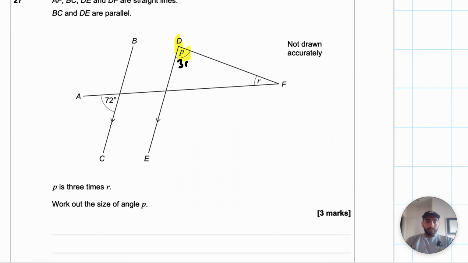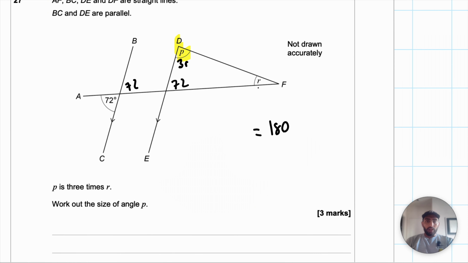What angles could we find first? I can see I've got this 72, so the angle vertically opposite to it is also going to be 72. And if I put my head on my left shoulder, I've got corresponding angles because I've got an F shape here. That's telling me that this angle will also be 72. And now I've got a triangle here, and I know all angles in a triangle add up to 180. So I can create an equation using all of these.